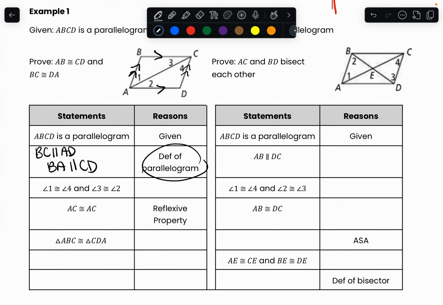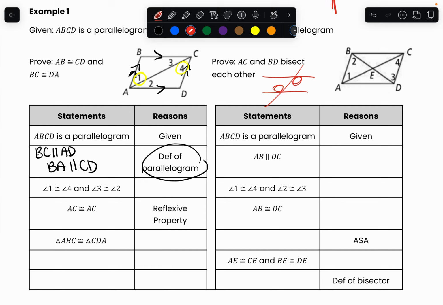On the next statement, we claim that angle 1 is congruent to angle 4, and we also claim that angle 3 is congruent to angle 2. The reason we can claim this is because, if you remember, whenever we have parallel lines with a transversal, then this angle and this angle are called alternate interior angles. That's the relationship with angles 1 and 4.